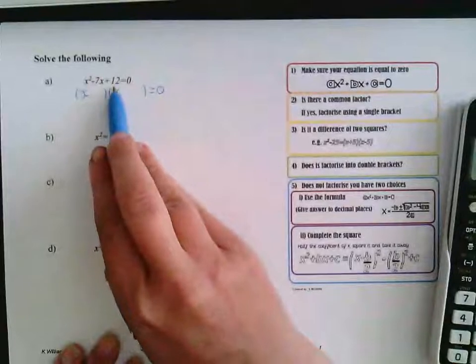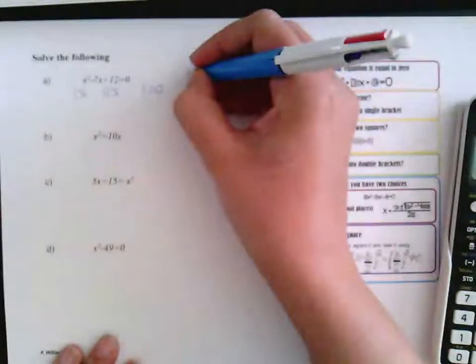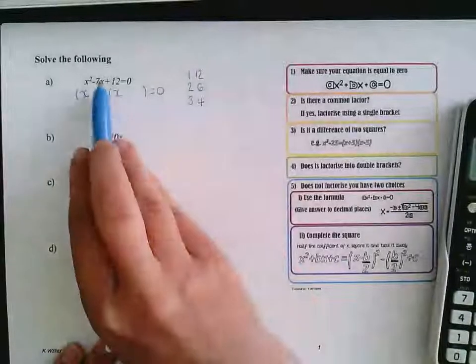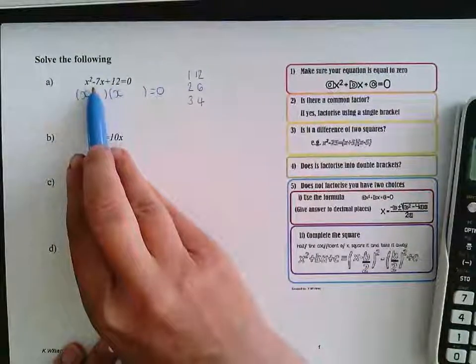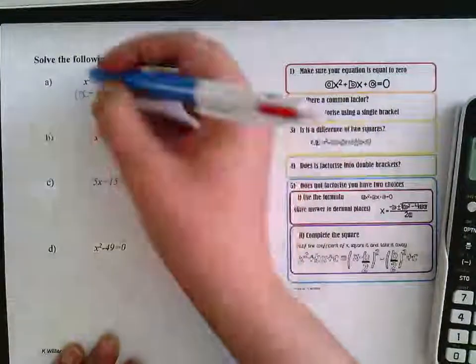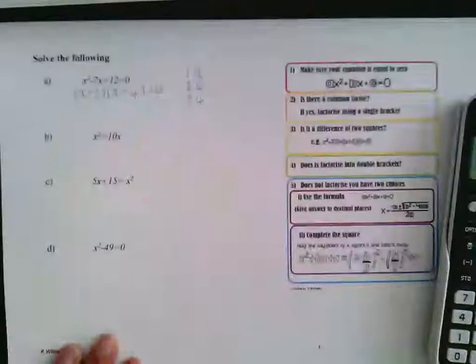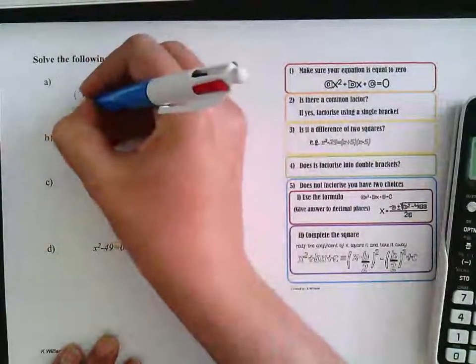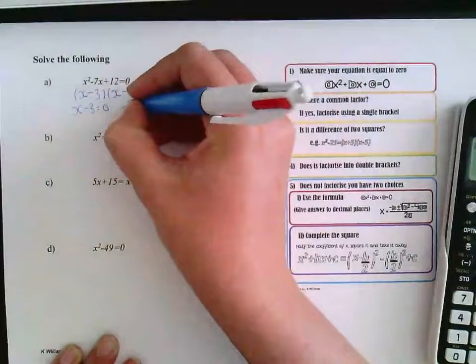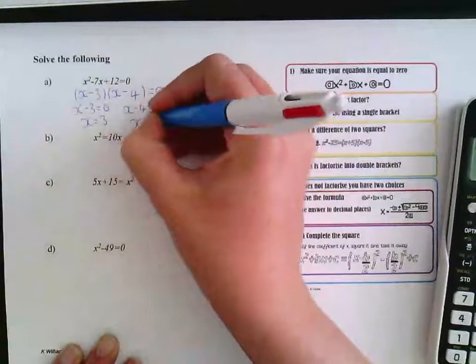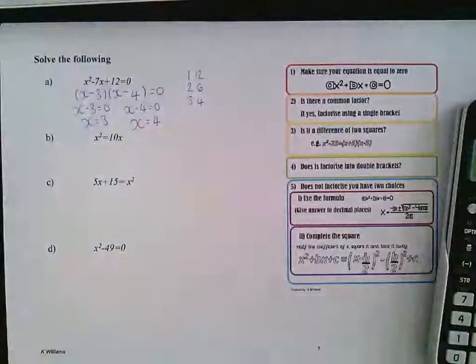Okay, numbers that multiply to make 12. I have 1 and 12, 2 and 6, 3 and 4. Now these multiply to make a positive, but add to make a negative. That tells me the signs would be both minus. And I can see here the 3 and the 4 have to be the values that go into the brackets. That means I can now say x minus 3 equals 0, x minus 4 equals 0. So x equals 3, x equals 4. They are my 2 solutions.